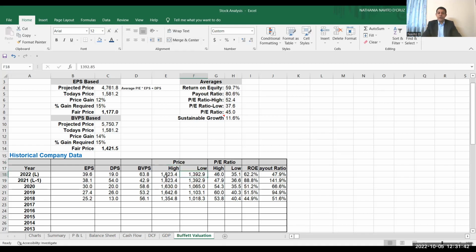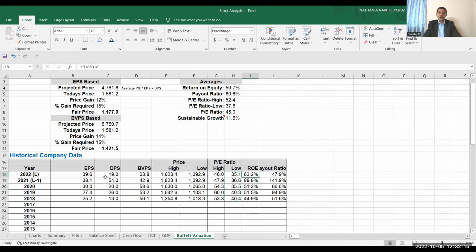So we go into nseindia.com, we note down all the high values for all the years and we note down all the low values. And then we calculate our P ratios. I've already demonstrated in some previous video how to calculate a P ratio. We take the high price, which is 1823.4, and we divide it by the EPS of the company. This year's EPS, which is B18. So likewise, we do for the previous years as well. Once we get our P ratio for high, we calculate the P ratio for low as well.